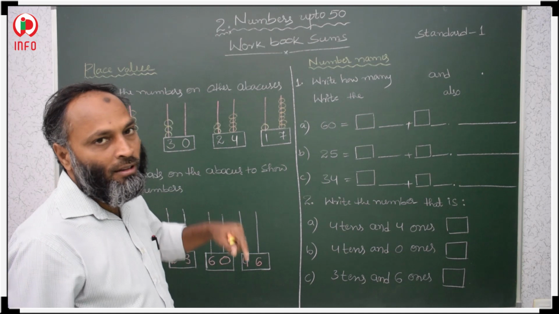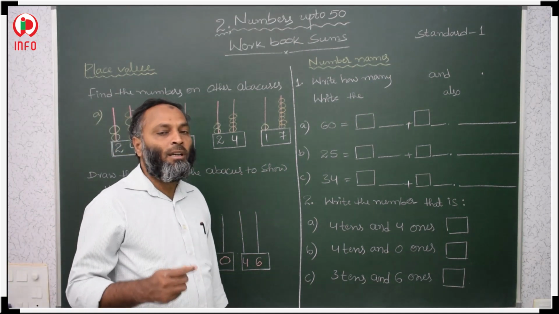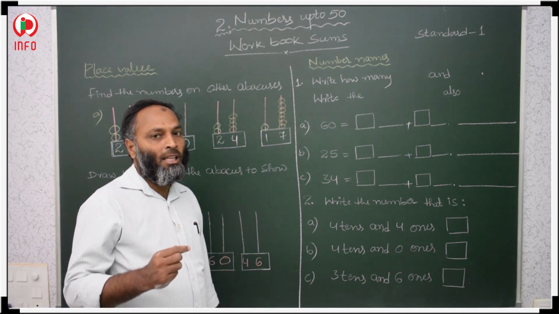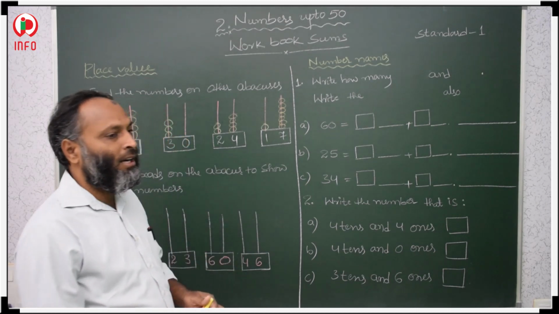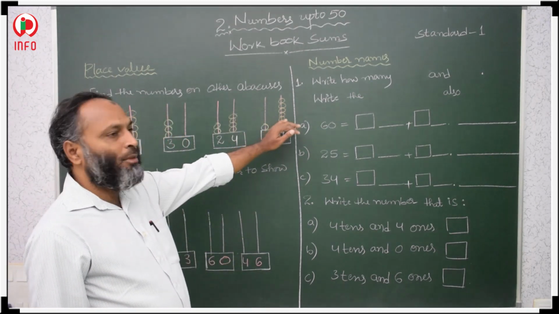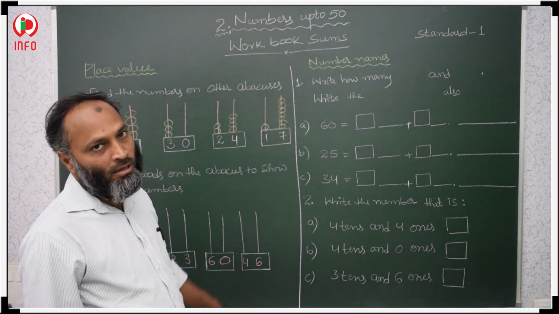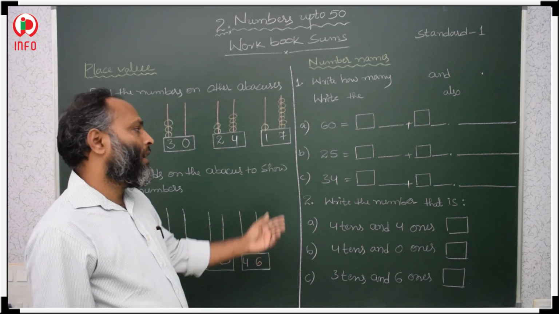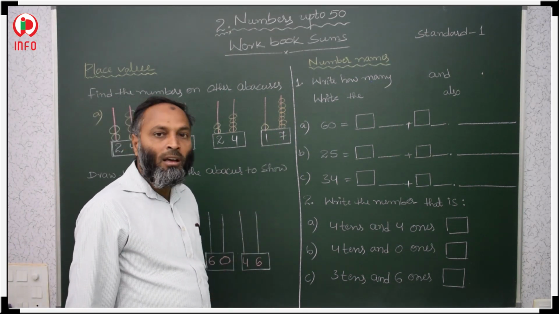So beads are given on the abacus. We have to count the beads and we have to write the number. In the ones place, how many beads were given? In the tens place, how many beads were there? We have to count and we have to write the number in this way.